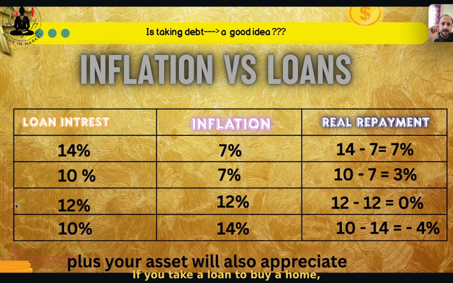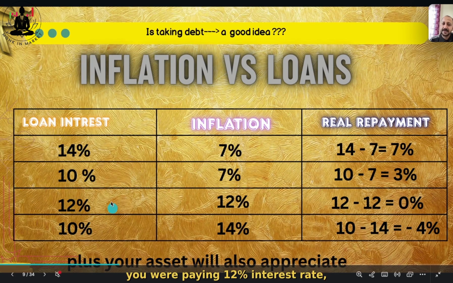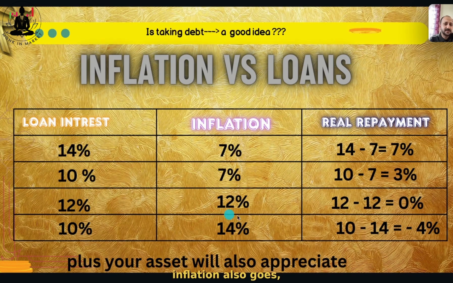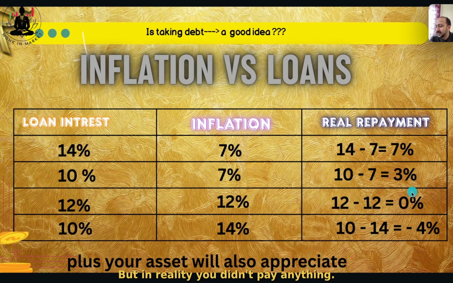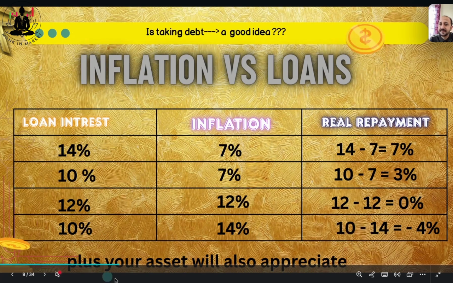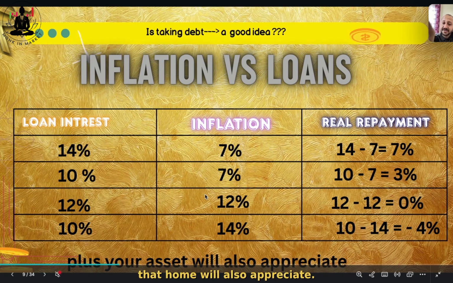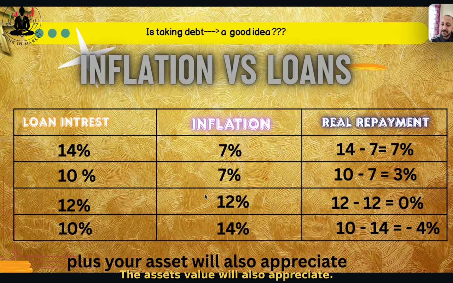Now let me give you one more practical example, guys. If you take a loan to buy a home, if you want to buy a house and you took a loan and this condition comes, you were paying a 12% interest rate. Inflation also went high and touched 12%. So in reality, you repaid the loan, but in reality you didn't pay anything. Plus, the market value of the house which you purchased will also appreciate. The asset's value will also appreciate.